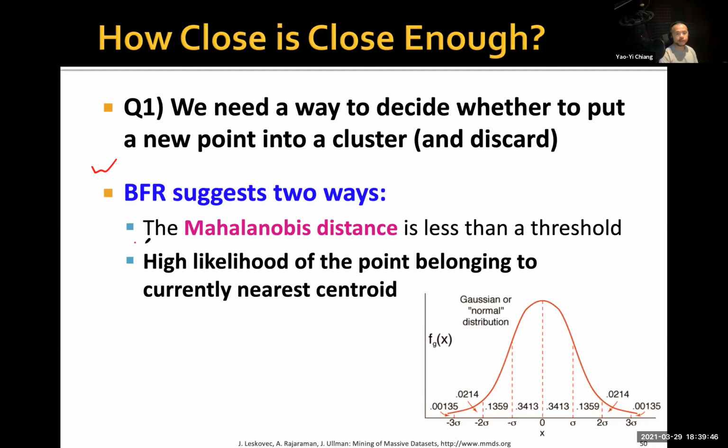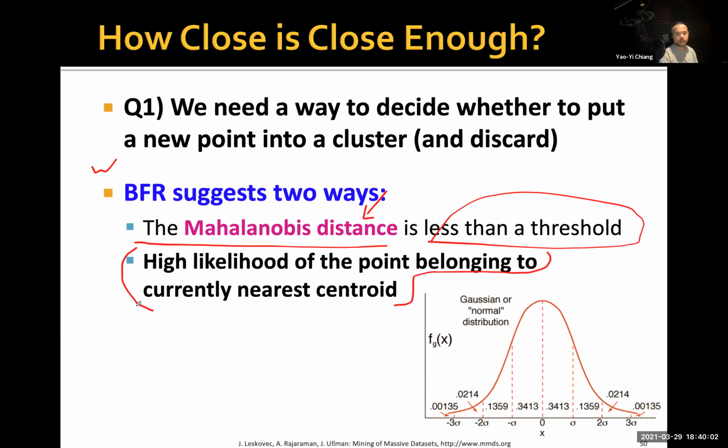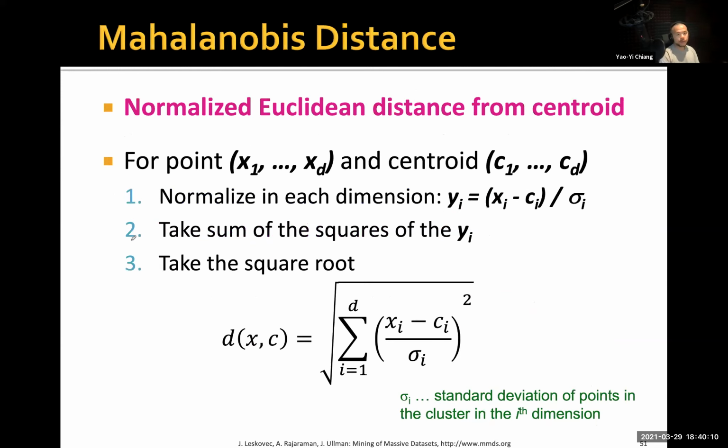First, we can use the Mahalanobis distance with a threshold. We're going to look at Mahalanobis distance on the next slide. It tells you whether there is a high likelihood of the points belonging to the currently nearest centroid. So let's look at it. This is your Mahalanobis distance. This is a normalized Euclidean distance from the centroid.